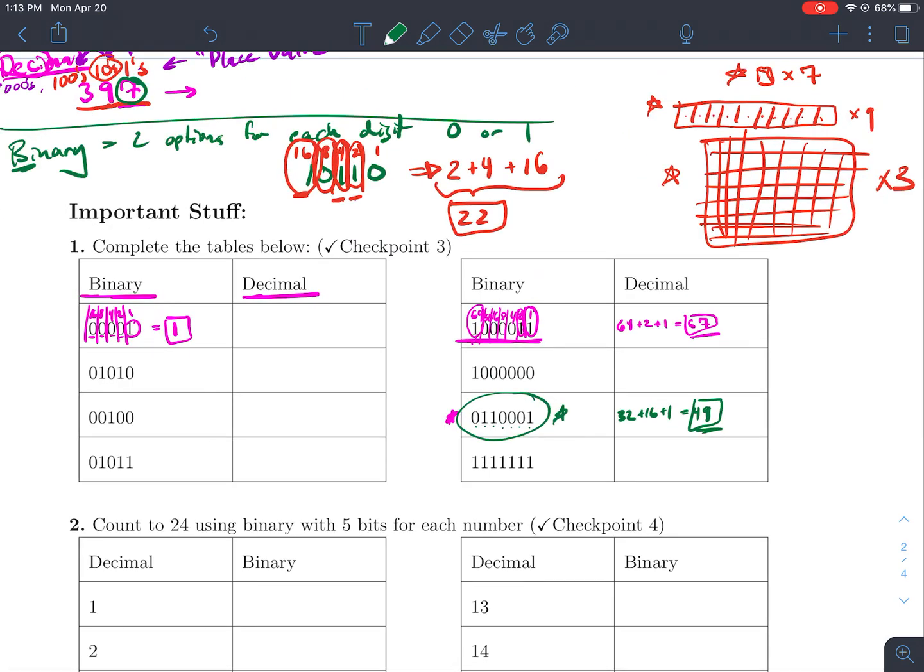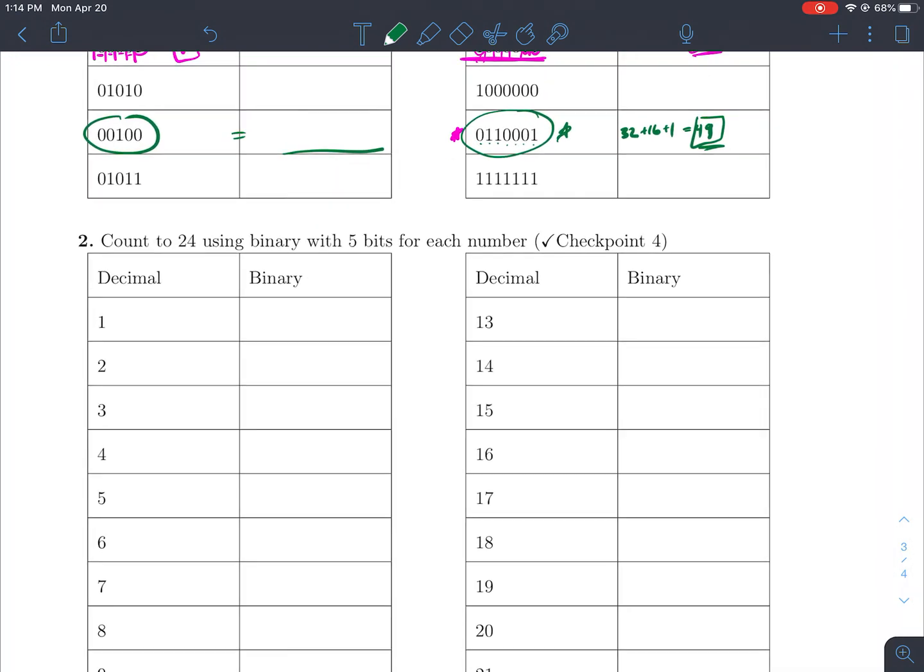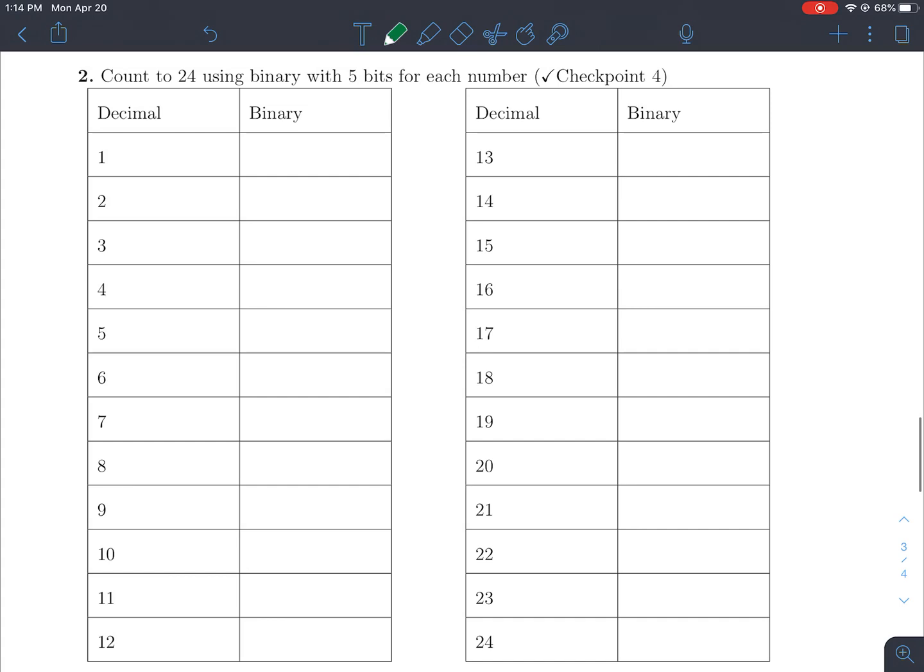So hopefully you're getting a feeling for how your computer thinks about things, all zeros and ones, and what the decimal equivalents of those are. So something really interesting happens when you count to 24 using binary, using 5 bits for each number. So if we want to write the number 1 in decimal, well, that would be 00001. Why do we use 5 symbols here? Well, it has 5 bits of memory, and each one of these slots is either off or on. Each one is a bit.